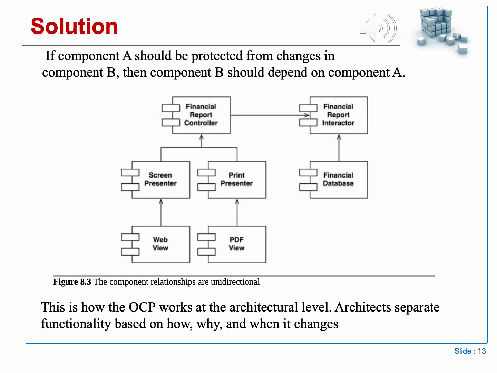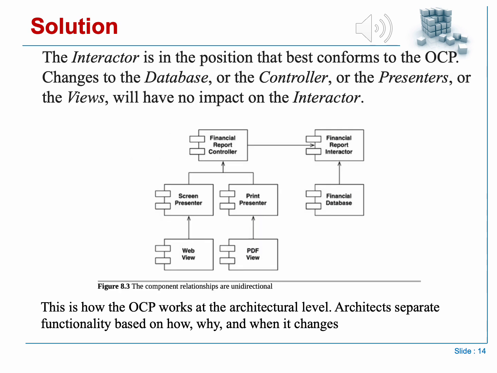Let me say that again. If component A should be protected from changes in component B, then component B should depend on component A. We want to protect the controller from changes in the presenters. We want to protect the presenters from changes in the views. We want to protect the interactor from changes in, well, anything. The interactor is in the position that best conforms to the OCP. Changes to the database, or the controller, or the presenters, or the views, will have no impact on the interactor.